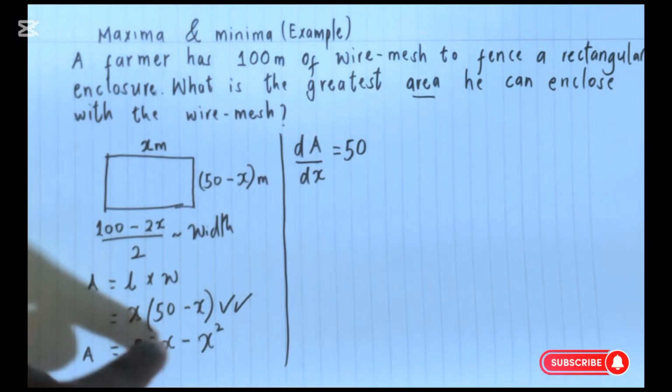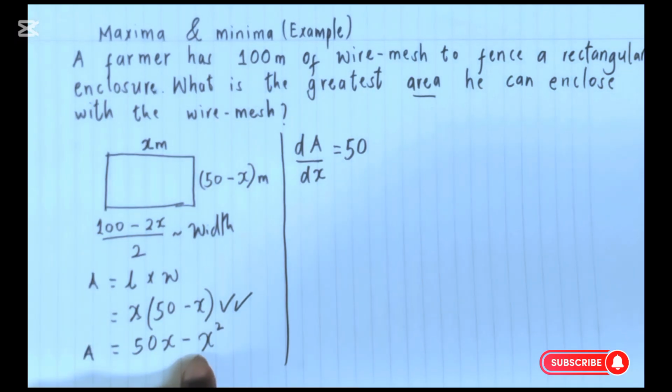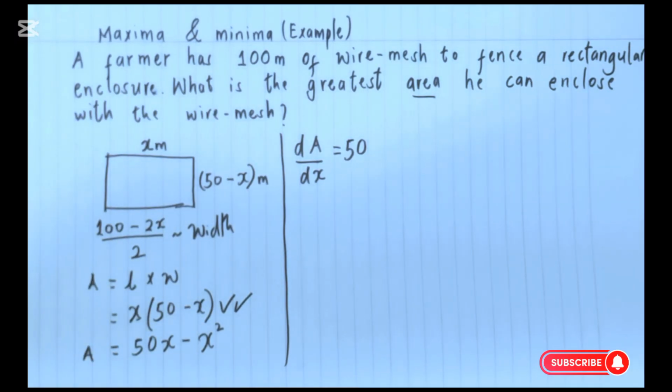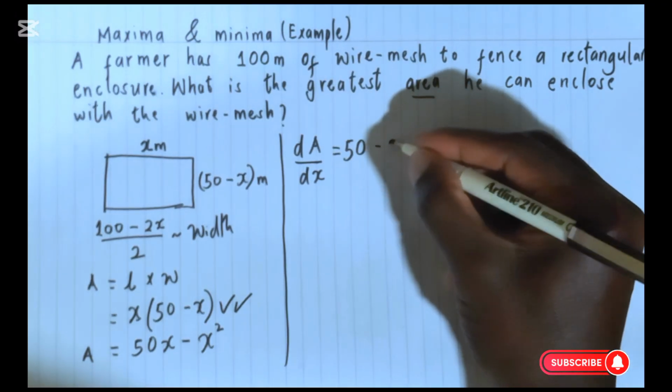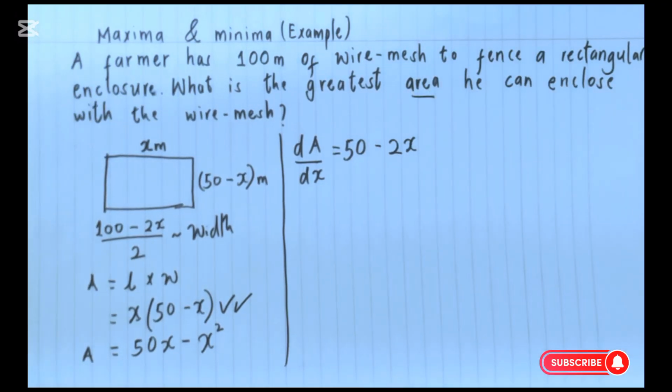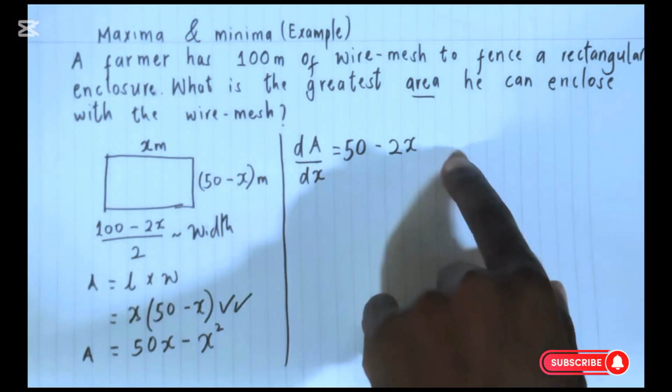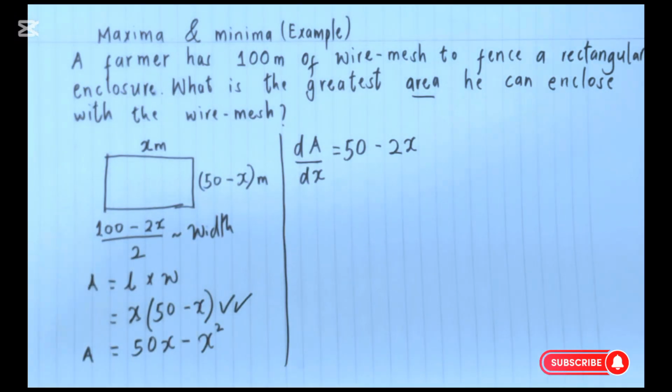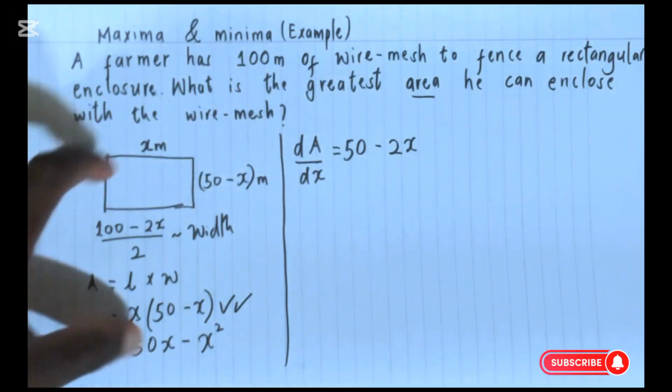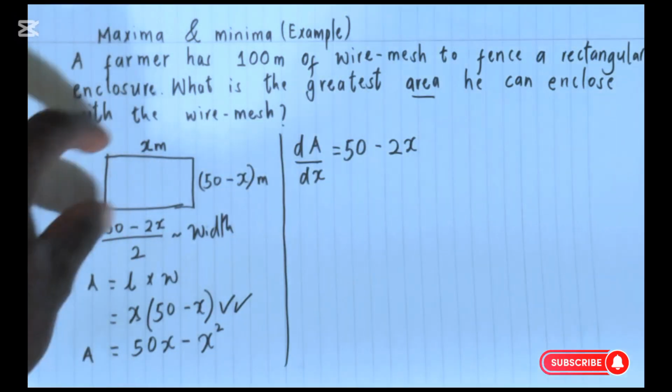Then we are going to differentiate the second term, which is negative x squared. That's going to be 2 times negative 1, giving us negative 2. And then we have the index of x here, that is 2 minus 1, giving us 1. So this here is the differentiated function of our area of this particular rectangular piece of land.